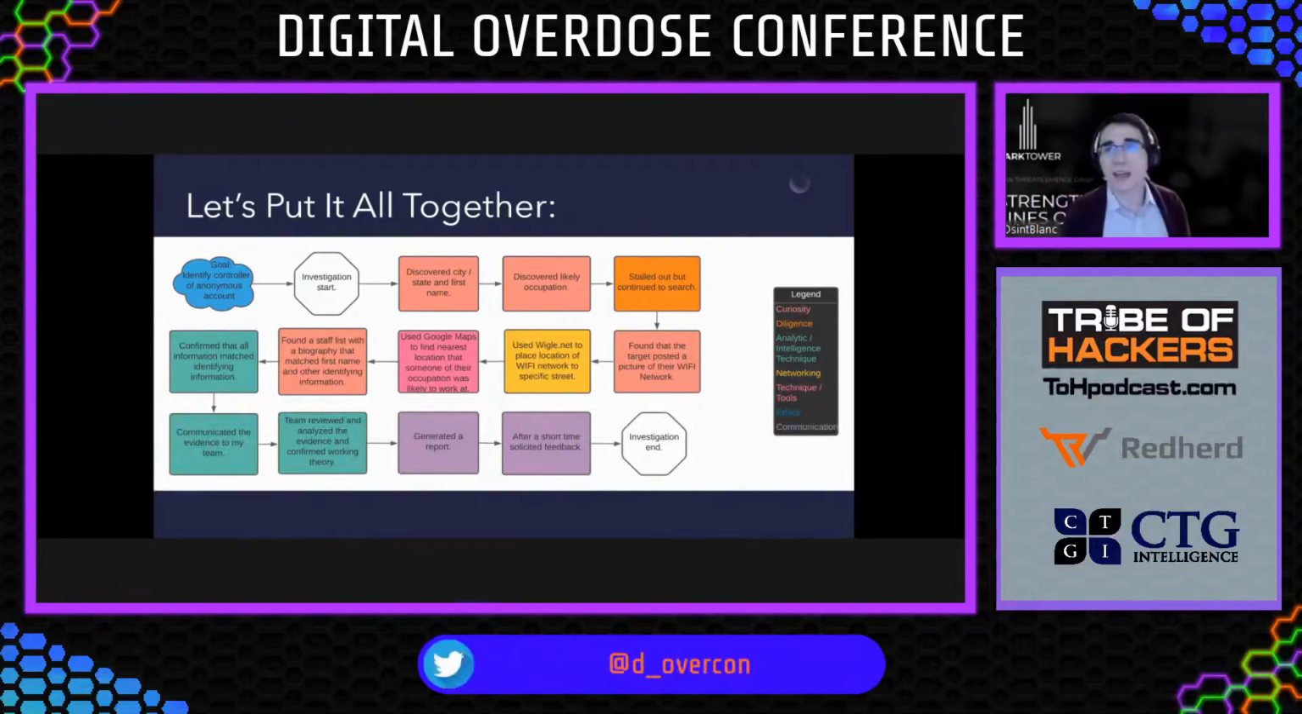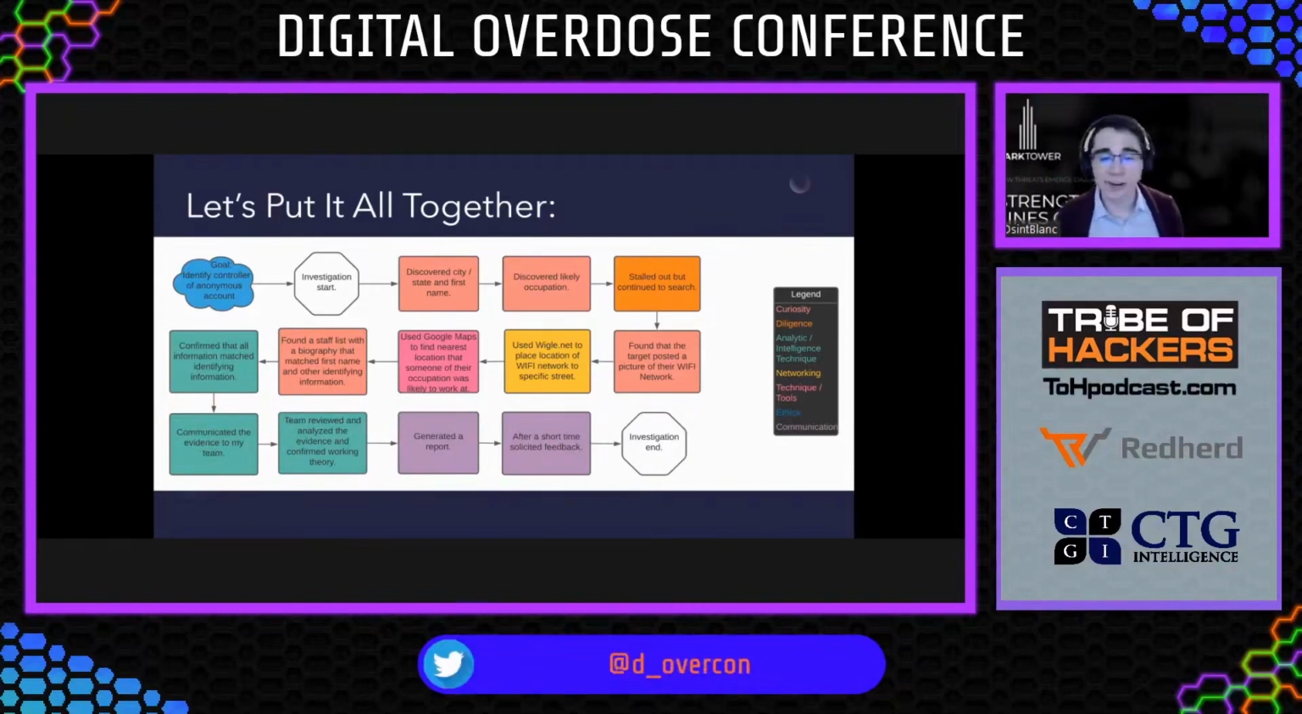But I confirmed that all the information that I found had matched, that there was no evidence against it. I communicated my evidence to my team, and my team reviewed and analyzed the evidence, and they confirmed my working theory. We used a process to actually make sure this is the right person. At the end of it, I got to communicate that information.